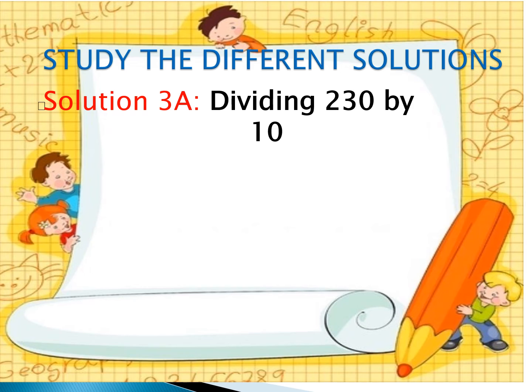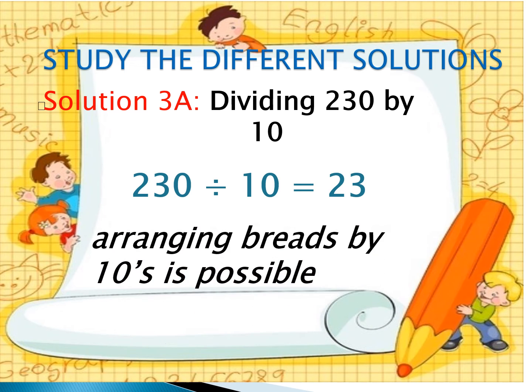Study the solution 3a. Dividing 230 by 10. The answer is 23. Arranging breads by tens is possible. So, pwedeng iayusin ang mga monay breads na pasampu-sampu.